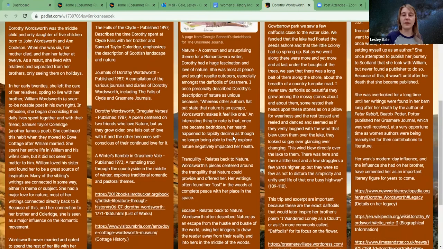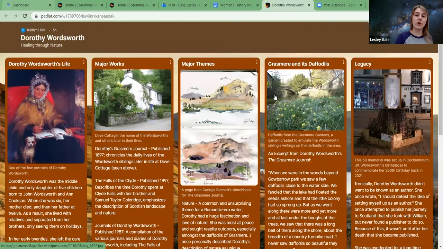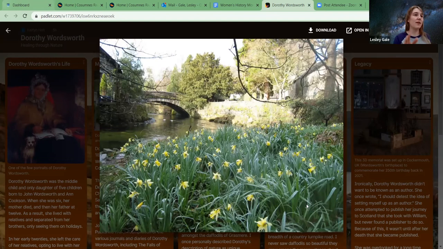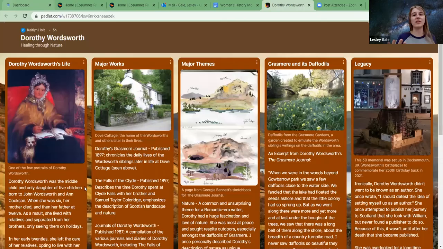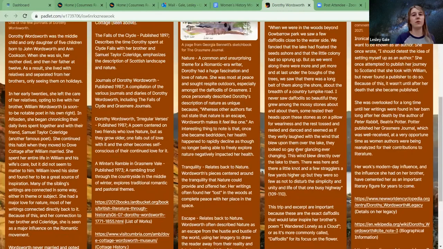And what is interesting about this picture that I've chosen to show here is that in Grasmere, they actually created the Wordsworth Daffodil Garden to perfectly mimic the daffodils that the Wordsworths talked about in their time in Grasmere. And you can go visit it today, actually. And the pictures I found on the site, which I've linked here at the bottom, are very beautiful. You can see so much work has gone into it.